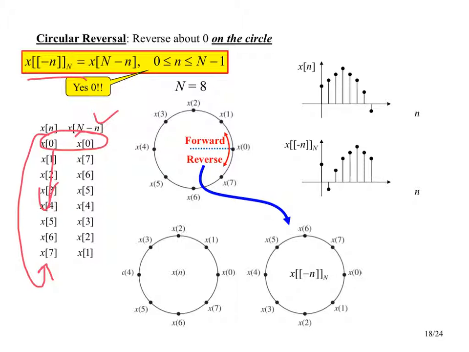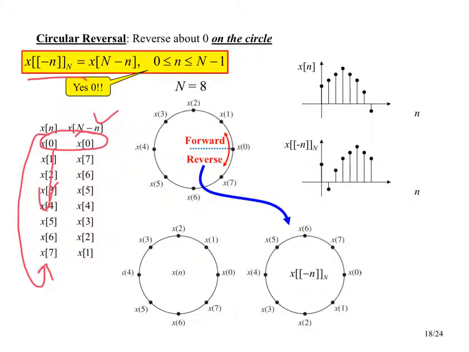I'm illustrating it up here. There's x of n, and then what I would do is put this one first, then this one, then this one, and so on. So let's see another way of thinking about this.